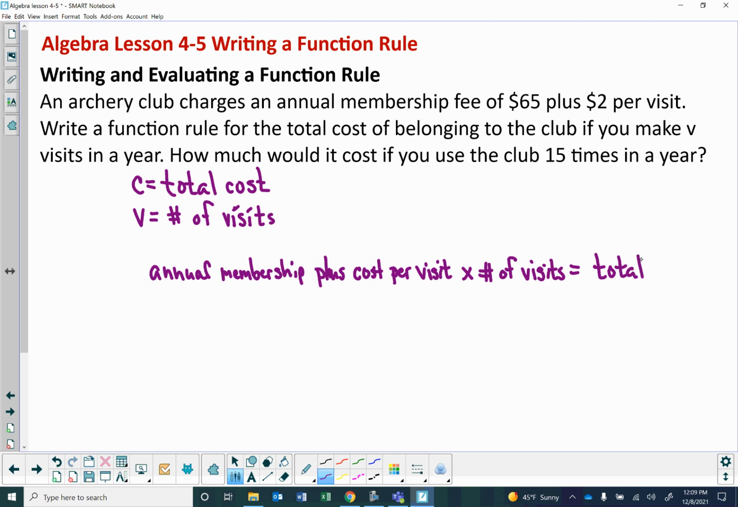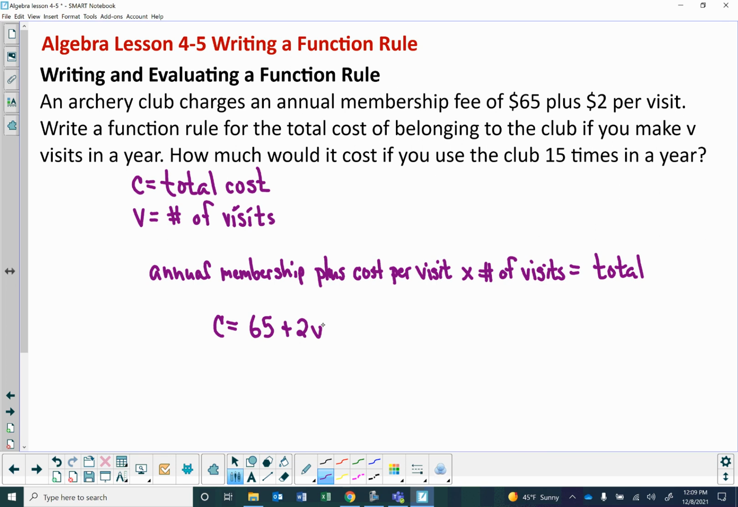Okay, so my total cost, C, should equal, my annual membership is $65. I have to pay $65 whether I use the archery club once per year, 100 times per year, or no times per year. So I'm going to have to pay $65 just to be a member of the archery club. And then it's $2 for every visit. So that's going to be $2 times every visit, which is 2V. Okay. So there is my function rule. My function rule is C equals 65 plus 2V.